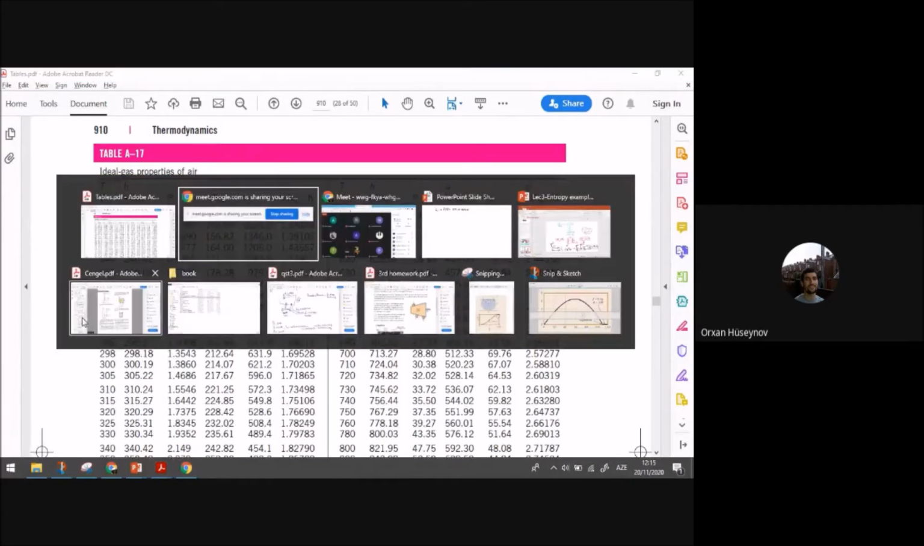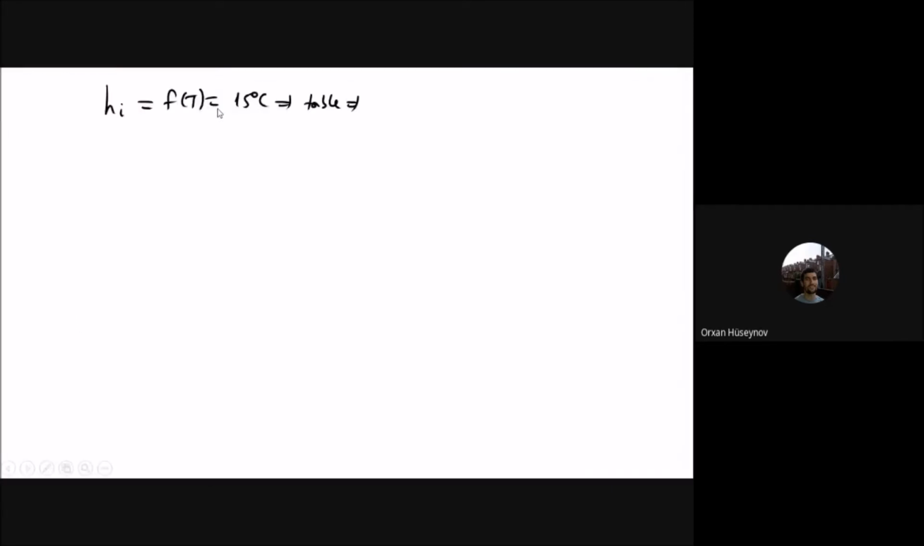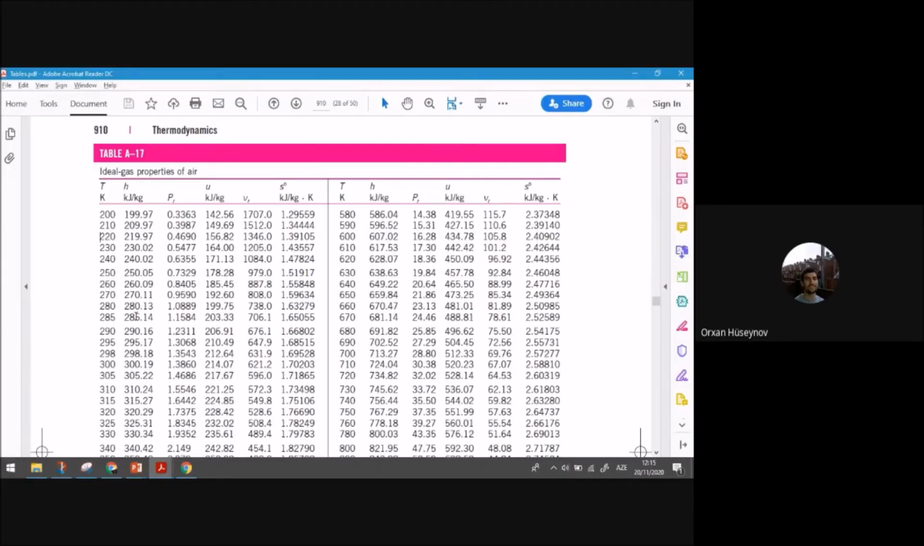I can find the value of the enthalpy here. So the temperature is 288 Kelvin, and enthalpy will be 288 kilojoules per kilogram. These are approximate values. I don't have the decimal point here. You can see there are decimals here. I don't have it, but if you work out with the interpolation, you will get the decimal points as well. But this one is for the inlet.